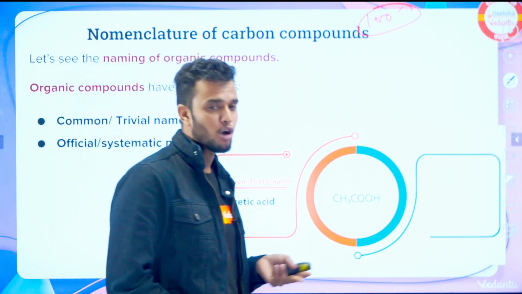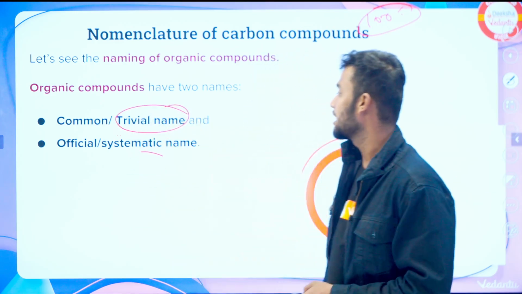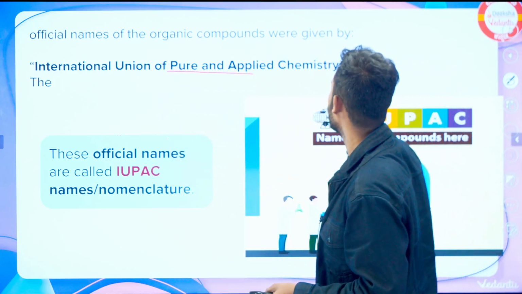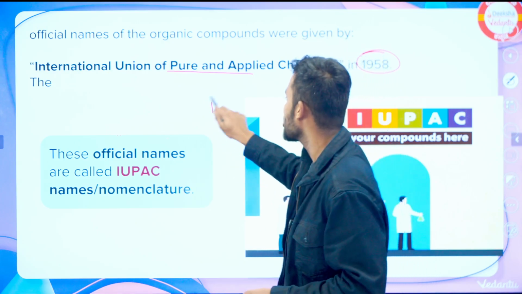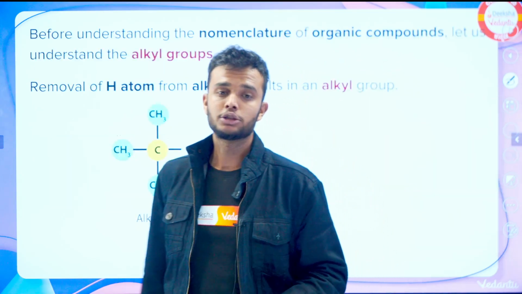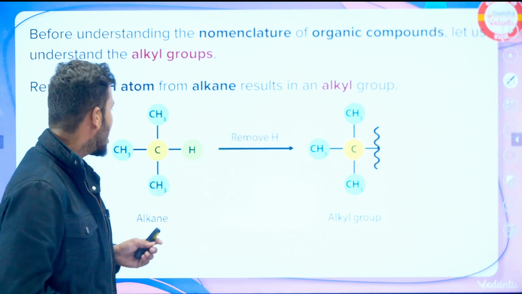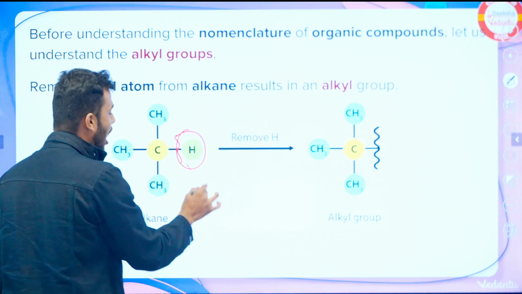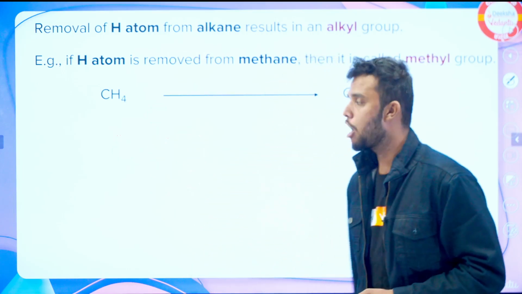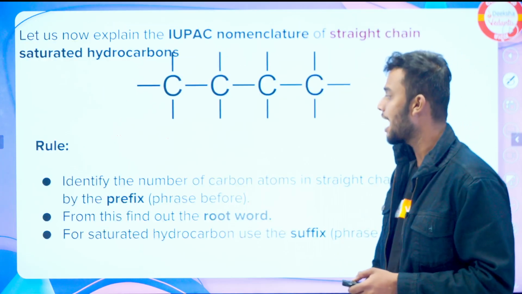We have two names for an organic compound. The first name is called the common name or trivial name, and the second one is the official name. The official name is given by an institute called the International Union of Pure and Applied Chemistry, IUPAC, in 1958. You are already familiar with IUPAC nomenclature, very important. Students, before entering IUPAC, we have one important terminology. If we remove one hydrogen from an alkane, it is called an alkyl group. For example, in CH4, if one hydrogen is removed, it is called a methyl group. I hope it's clear.